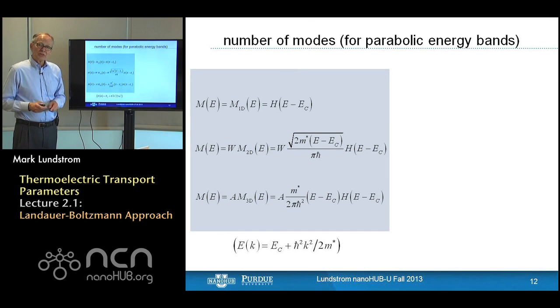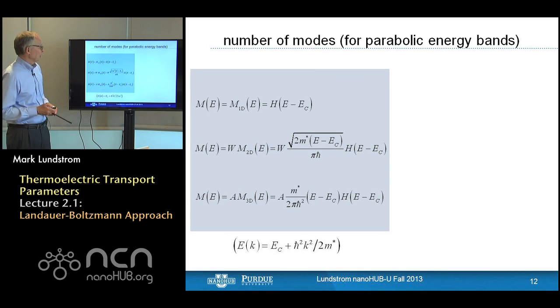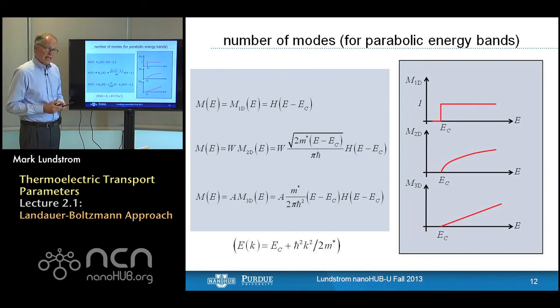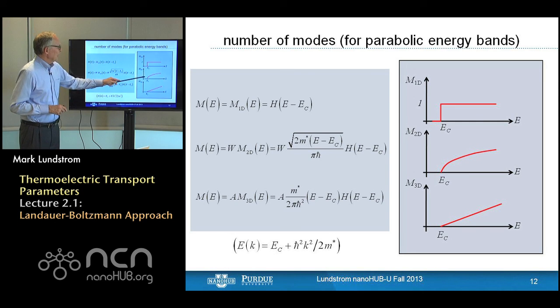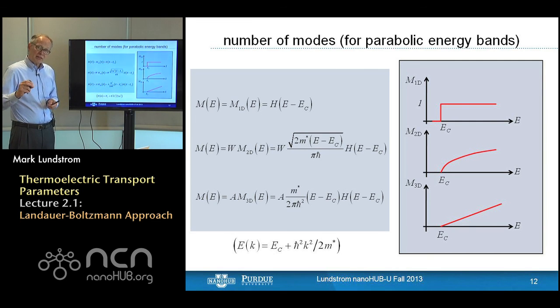Now, the number of channels is velocity times density of states. And velocity goes as the square root of energy. So if we plot the number of channels versus energy, we simply get a constant for 1D, because we have 1 over square root of energy times square root of energy. In 2D, the number of channels increases as the square root of energy. And in 3D, the number of channels increases linearly with energy as we go above the bottom of the conduction band. Same thing would happen for the valence band. It would increase linearly as we go below the top of the valence band.